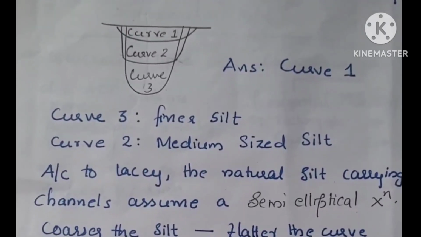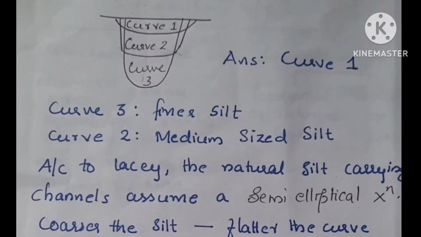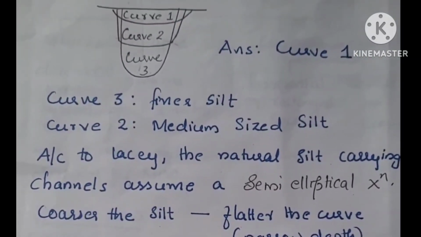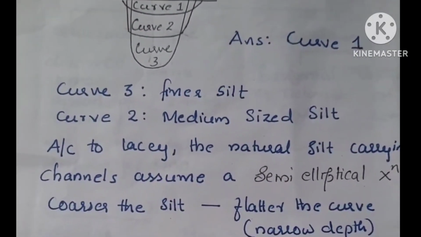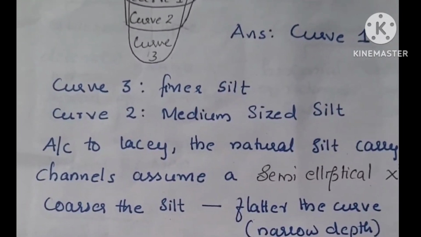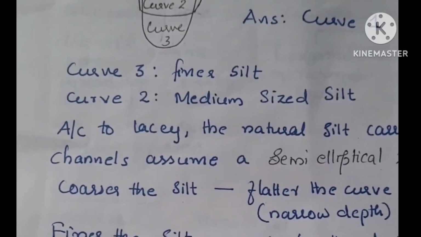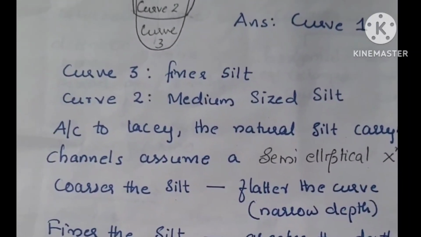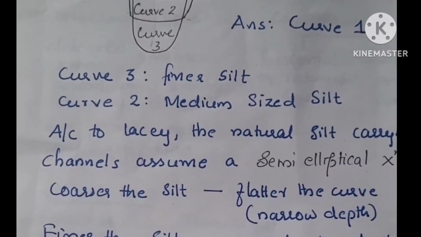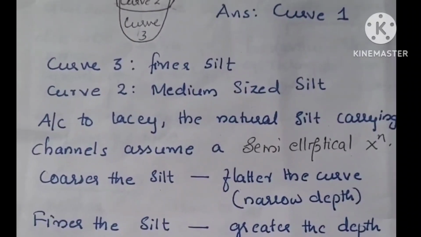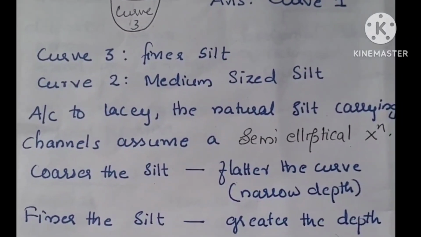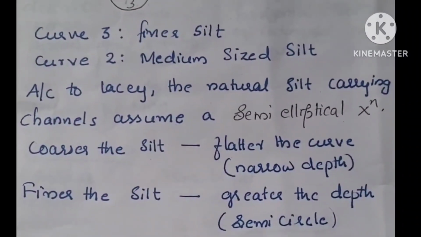That means the coarser the silt, the flatter the curve, with a narrow depth, and for finer silt, the curve shows a semicircular shape and its depth is greater. So from this figure it is clear that curve 1 shows a flatter curve, that is coarser silt, and curve 3 shows a semicircular shape with greater depth, so it is finer silt, and curve 2 is intermediate to curves 1 and 3, that is medium sized silt.